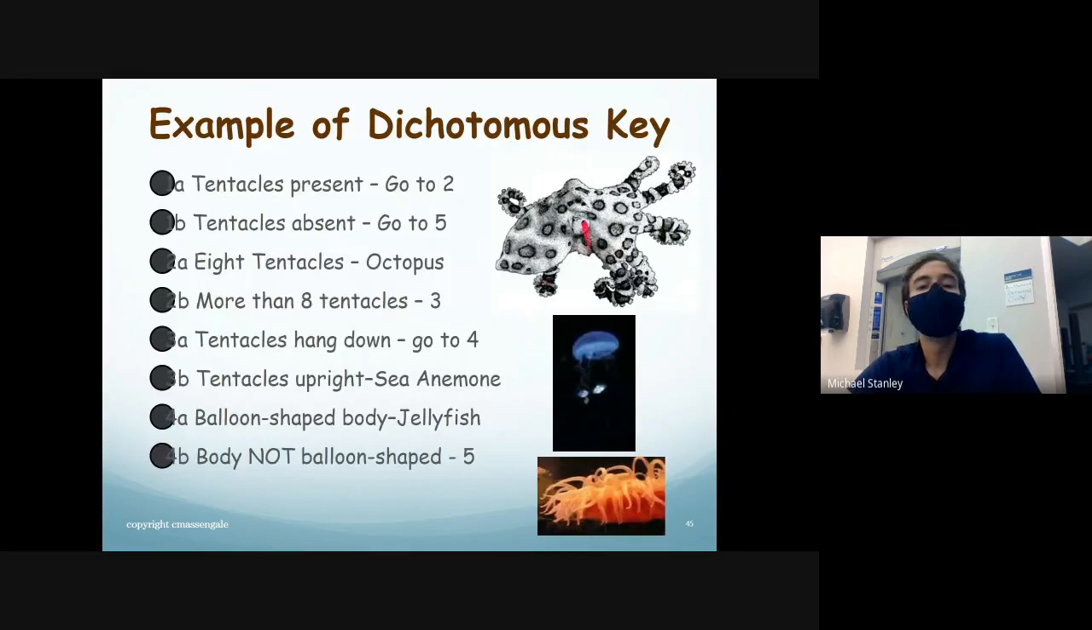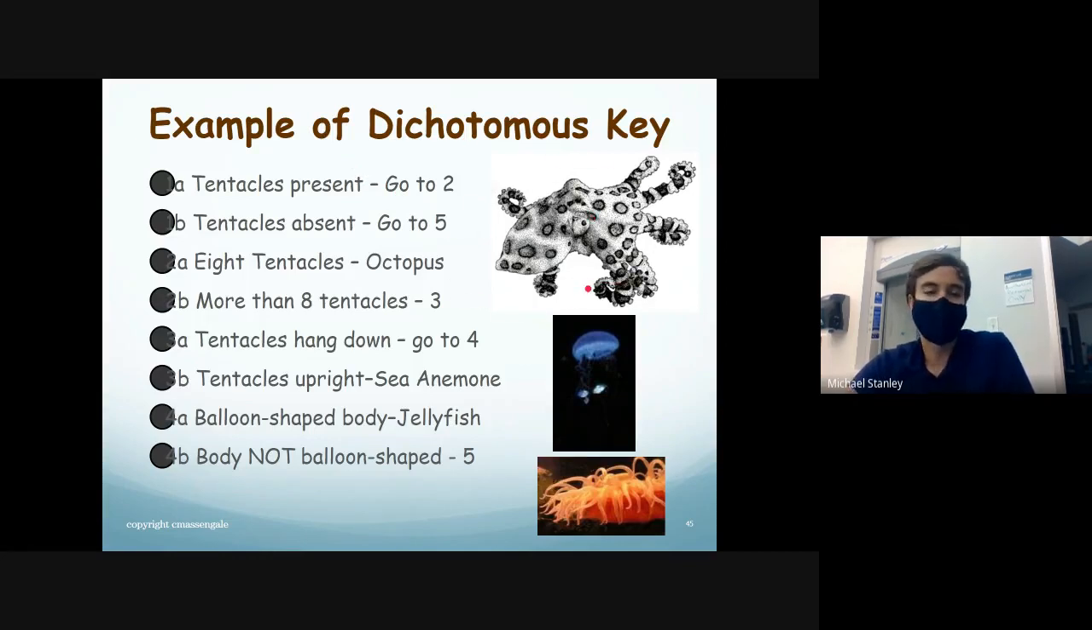So for example, here we have three kind of similar looking organisms. We have this guy with these tentacles and these spots up here. We have this glowing guy with lots of little wavy tentacles down here. And we have this little planty looking guy with all of these big kind of chunky tentacles up here. So let's start with this guy right here.